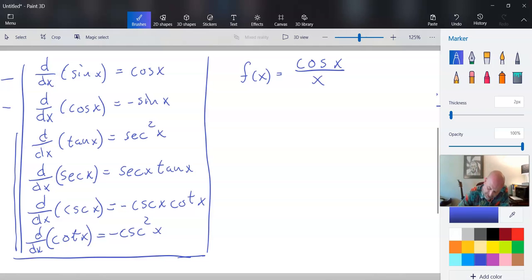Well, there's actually a nice way to think about it. Well, there's two ways to look at it. You could either look at it as x to the negative 1 times cosine x, or you can look at it the way it is and use the quotient rule. So we could use the product rule, but I'm going to use the quotient rule on this one just so we get some exercise using it.